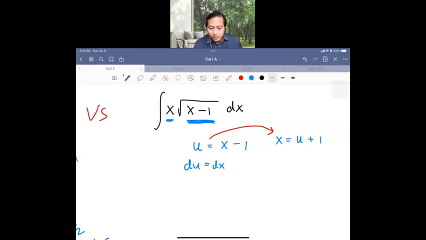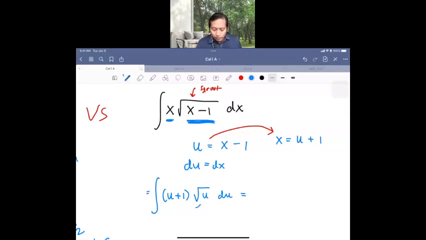So basically, we are going to rewrite the square root. We rewrite the square root and exchange it for another element. So we will have x become u plus 1. The square root of x minus 1 becomes the square root of u, and then this becomes du.